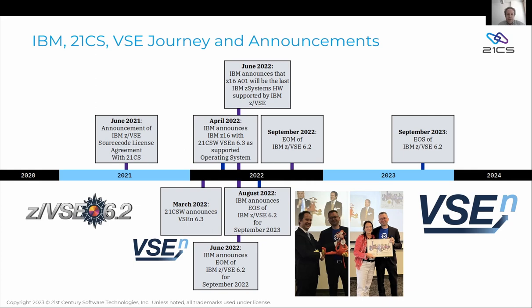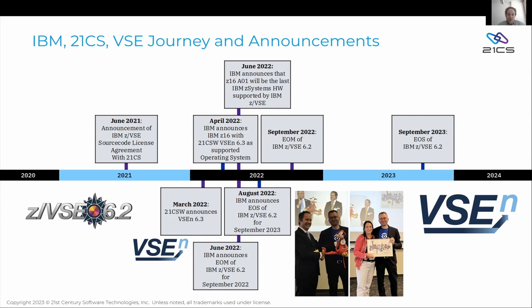Also, there was an announcement around hardware shortly after our announcement of GA. Important there, in that hardware announcement, 21st Century Software VSEn was also mentioned as supporting the hardware. That has never happened before, that a third-party company is mentioned in an IBM hardware announcement. That shows the level of partnership we have with IBM, the level of trust that IBM has in us. And since then we are committed to support future generations of hardware as well.